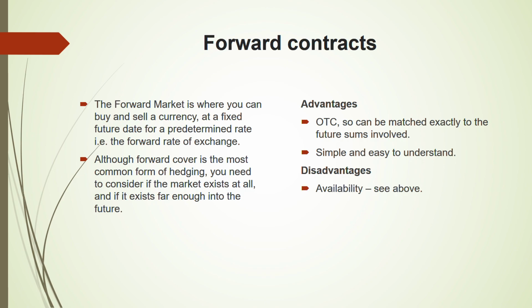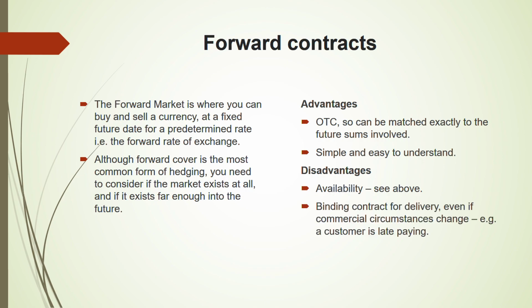Availability, see above. That means what I've given on the left side, the second bullet point, that the market sometimes does not exist for forward, because since it's over the counter, it might exist, it might not exist, so availability is not there all the time. So that's a disadvantage. Second, binding contract. This is very important. Make sure that you mention this disadvantage in your answer, that it's a binding contract. Okay, that means you have to pay, even if the commercial circumstances change. You will be known as a customer that is paying late, because you have that obligation to pay. It's a binding contract. The contract binds you to pay or receive whatever the currency on that date.